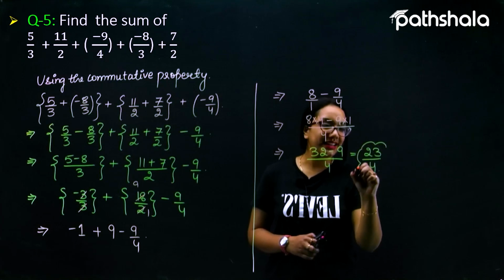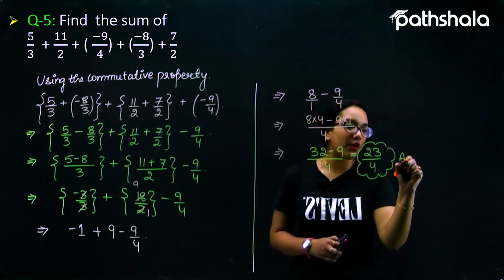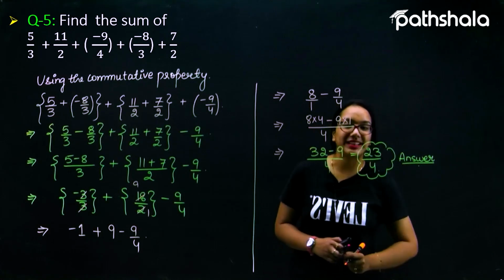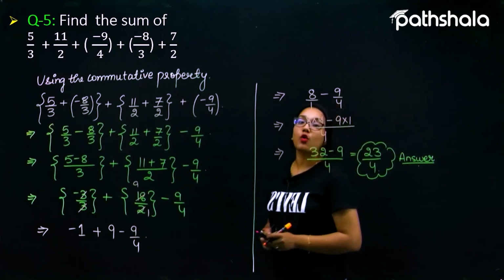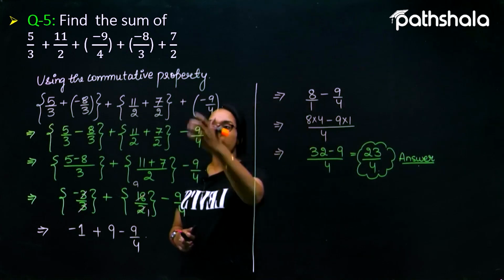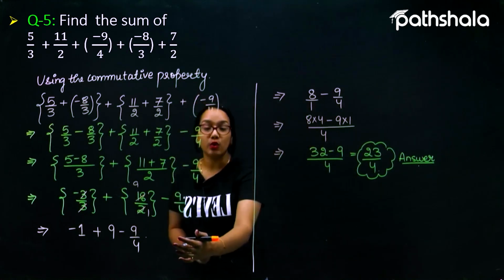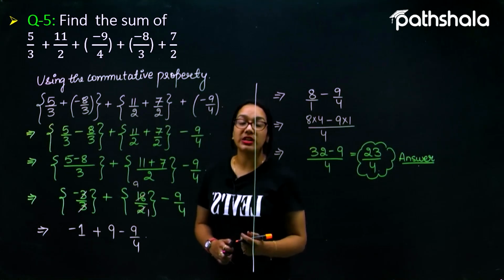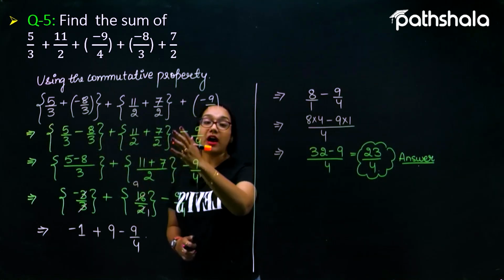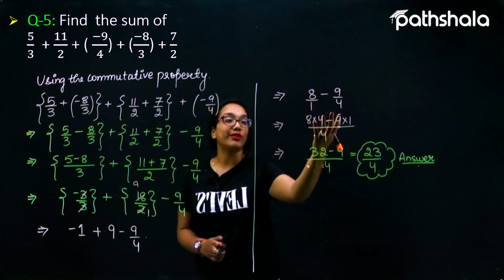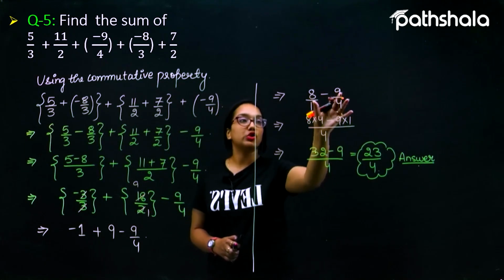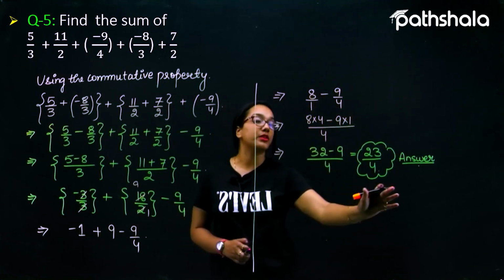So hence at the end we get the answer of this particular question as nothing but 23 by 4 using the commutative property. I hope all the steps are clear to you, that using the commutative property I have solved the whole question individually, and after that at the end we get the two fractions 8 by 1 minus 9 by 4, and after solving it we get the answer as nothing but 23 by 4.